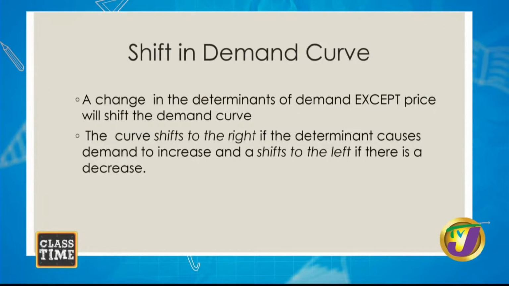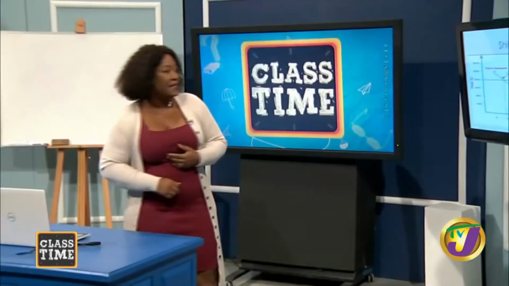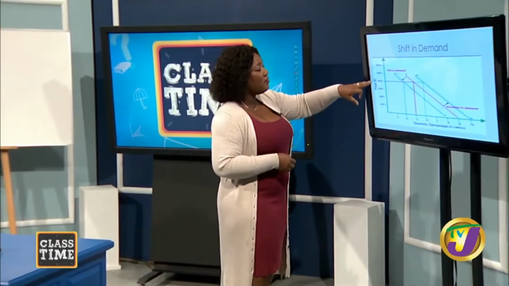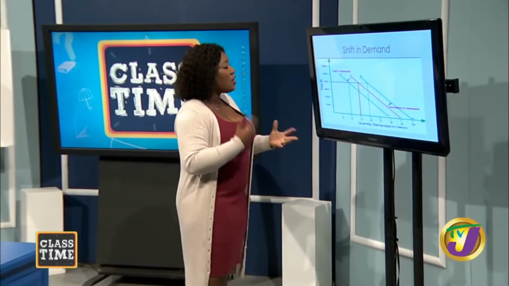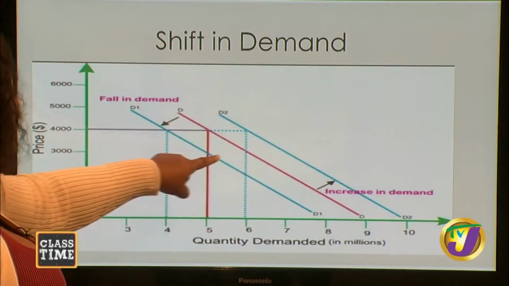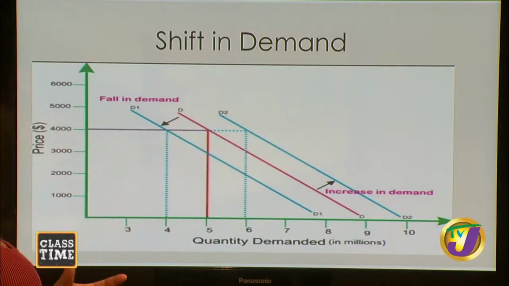So these determinants are what we call the factors that we looked at prior to this. So if one factor like income would cause an increase in demand, the curve itself would actually shift to the right. As you'll see in the diagram here, once these determinants impact the curve, we will have a change in position. So the curve will shift to the right if these determinants cause an increase, and shift to the left if these factors cause a decrease. So an increase would move to the right and a decrease would move to the left.